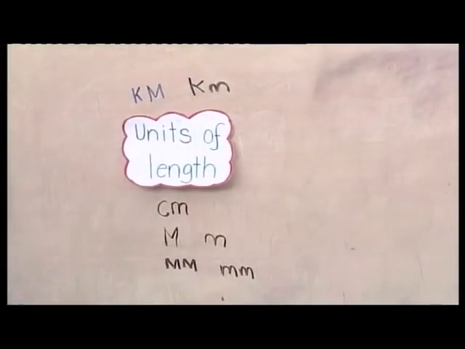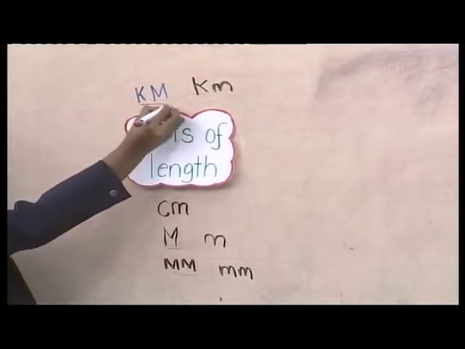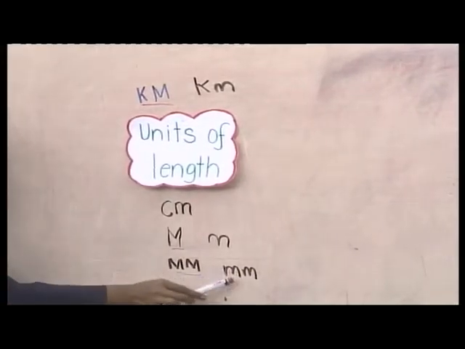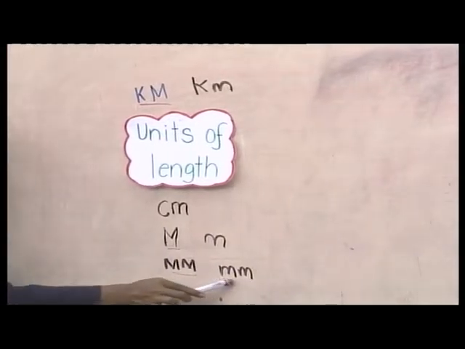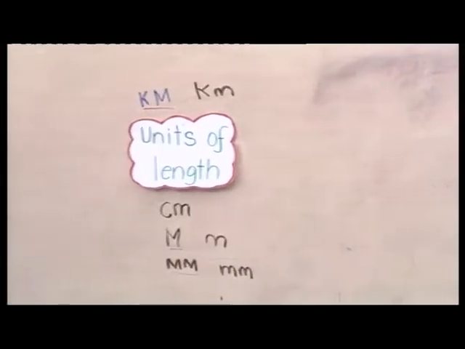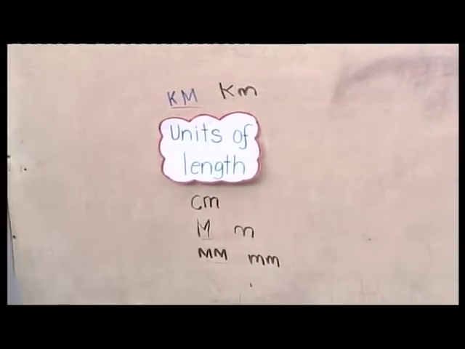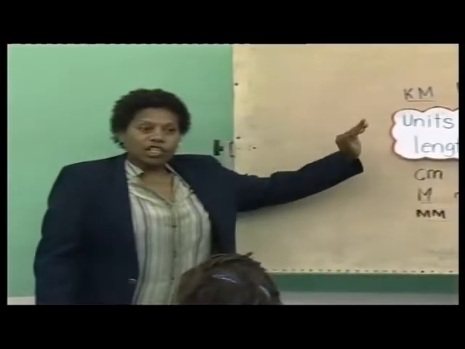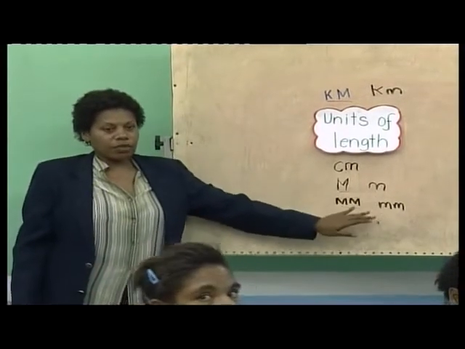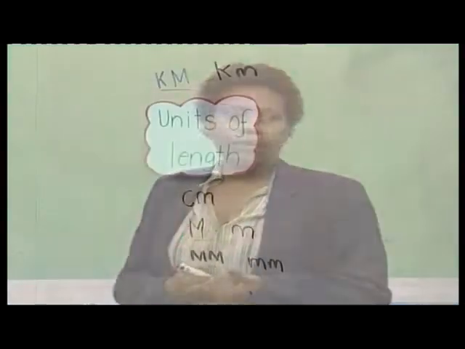So the correct abbreviation for these units, class, receiving students: small letters mm for millimeters, small letter m for meter, and small letters km for kilometer. So when you measure length, you use some of these units of length. These are the common ones that are used. We use them every day.